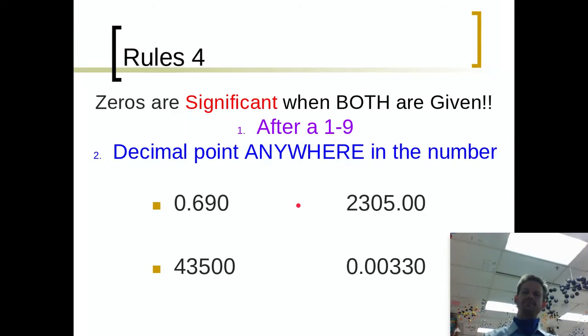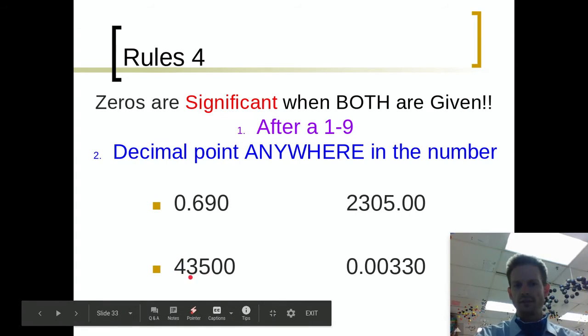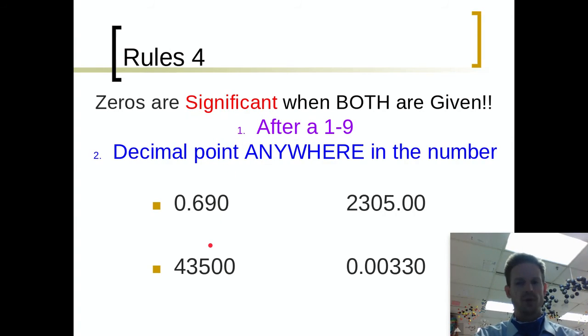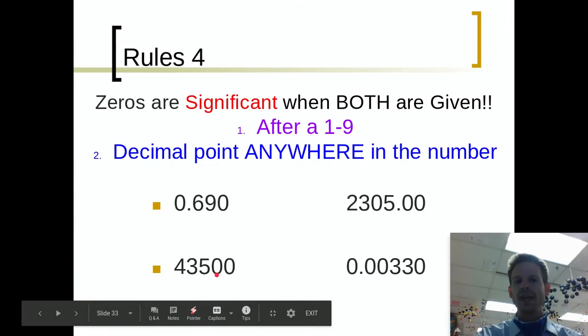Try 2 more. All right. This guy, we have a significant digit, right? A 4 with 3 and a 5. Good. So we for sure have 3. So now we got to check our zeros. They are after a 1 through 9. Perfect. Is there a decimal anyplace? No, there's not. There's no decimal. And so if I wanted significant digits, this guy also, just like this one, only has 3.